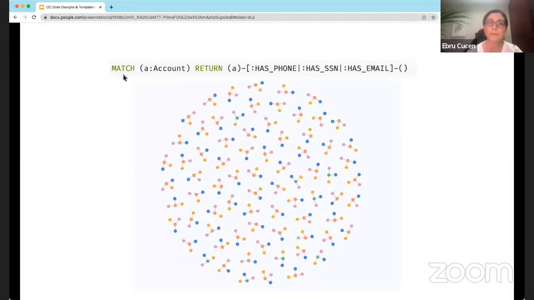The top is Cypher, one of the graph query languages used by Neo4j. I match the account and return either the phone, SSN, or the email address that the user may have in common with any other node. In the simple form, I have all my nodes: they have an email address, SSN, and the phone number. This is just the data set, how it looks without any change or modification having been done.